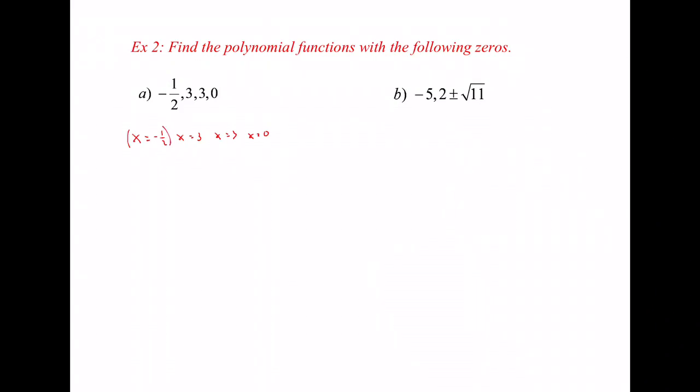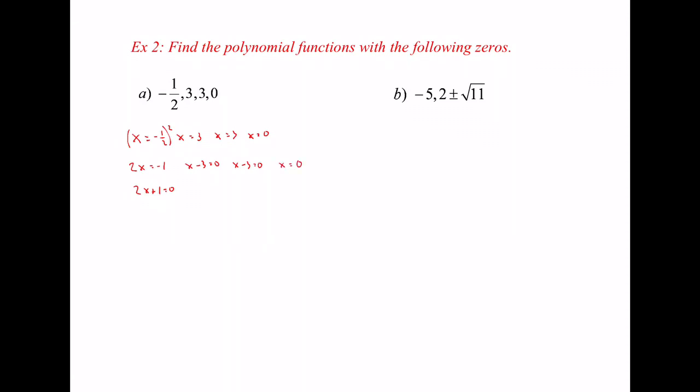So for the fraction, we don't want to deal with the fraction, so we're going to multiply both sides by 2, so that'd be 2x equals negative 1. Then add the 1 to the other side, so 2x plus 1 would be our factor. If you subtract 3, that would be x minus 3, and I have 2 of those. And then the x equals 0 is just a factor of x.